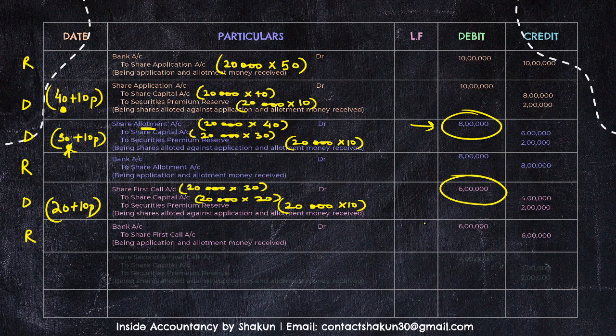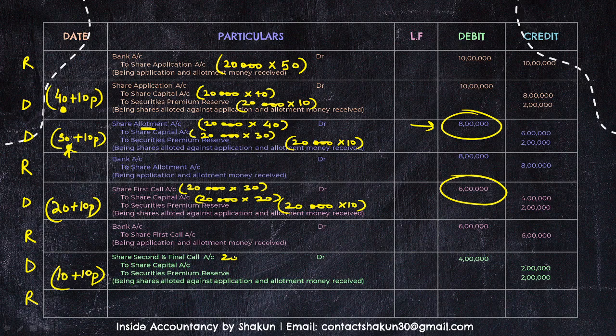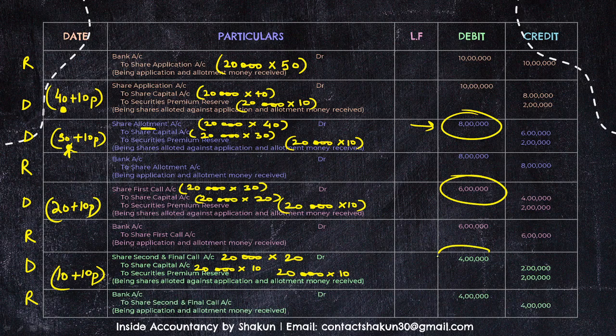Now we come to the last stage. Again we'll pass the due entry first and then the receiving entry. The second call was for 20 including premium, so that is 10 plus 10 premium, total is 20. So 20,000 into the total amount 20 is 4 lakh. 20,000 into the rate of second call, that is 10, and 20,000 into the rate of premium for the first and final call, that is 10. We get the respective amounts and then we pass the entry for receiving. We had made the due entry with 4 lakh, so we are going to receive 4 lakh.